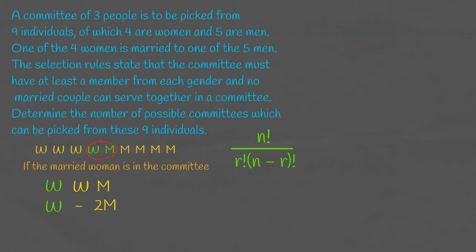So if we choose the married woman, there is only 1, so there's only 1 way to choose her. But for the next woman, there are 3 choices, so it's 3 choose 1. And for the man, we cannot include the married man, so there's 4 to choose from, 4 choose 1. If you calculate this out using the equation, you'll end up with 12. And for the next row, we are not choosing any more women, so you have 3 choose 0, but 2 men, so you have 4 choose 2. And again, if you put those numbers into the equation, you'll end up with 6, which gives a total of 18, where there's the married woman in the committee.